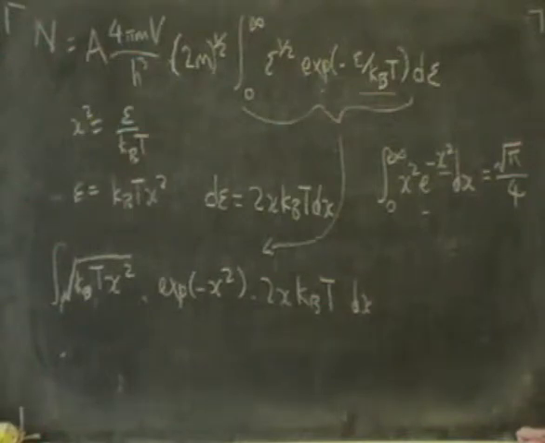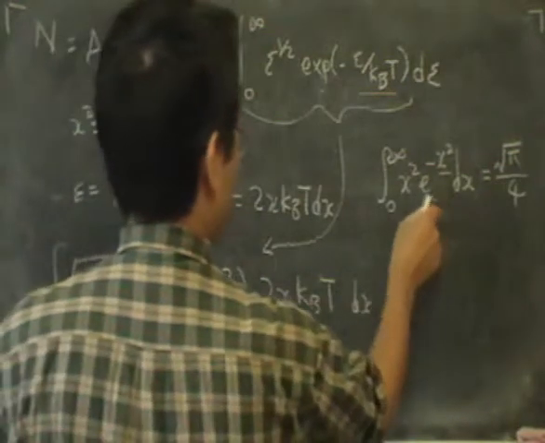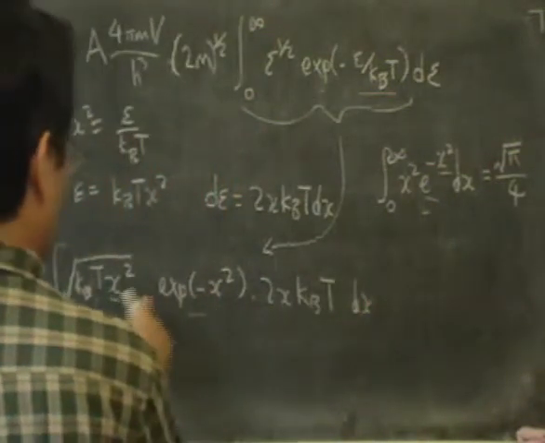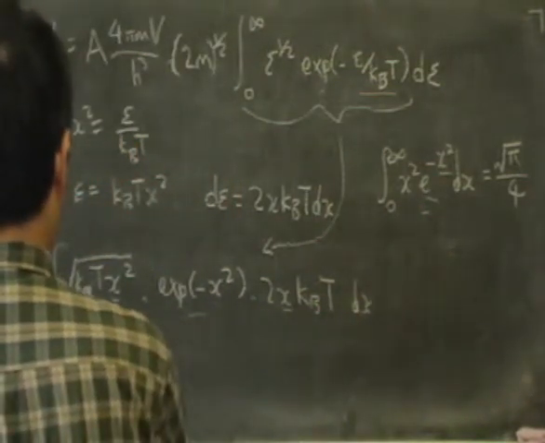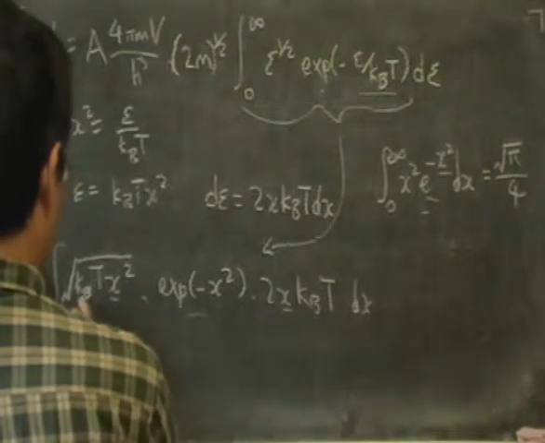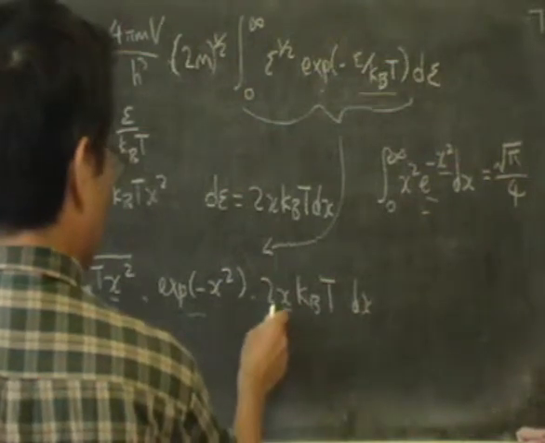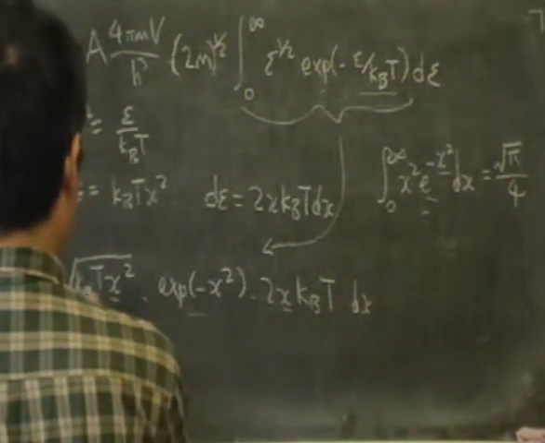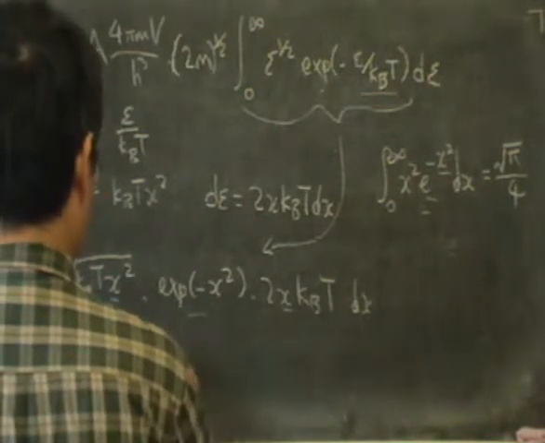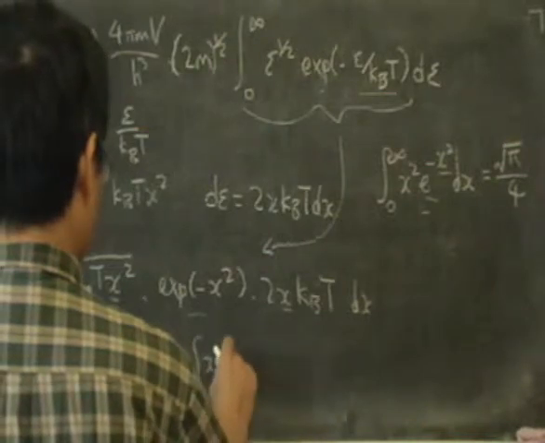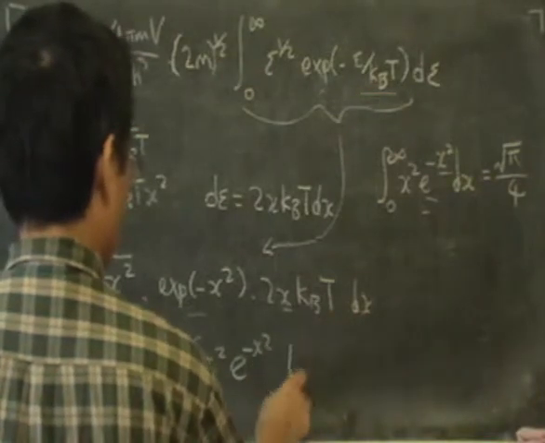This is what it looks like. Now if you compare this, we have an exponential of minus x squared, same as that. We have a square root of x squared there and an x there, which should give the x squared there. So this becomes, if I take out the constant factors, there's a 2 there, there's a root kBT and a kBT, so it's kBT to the 3 over 2 square root of x squared e to the minus x squared dx.